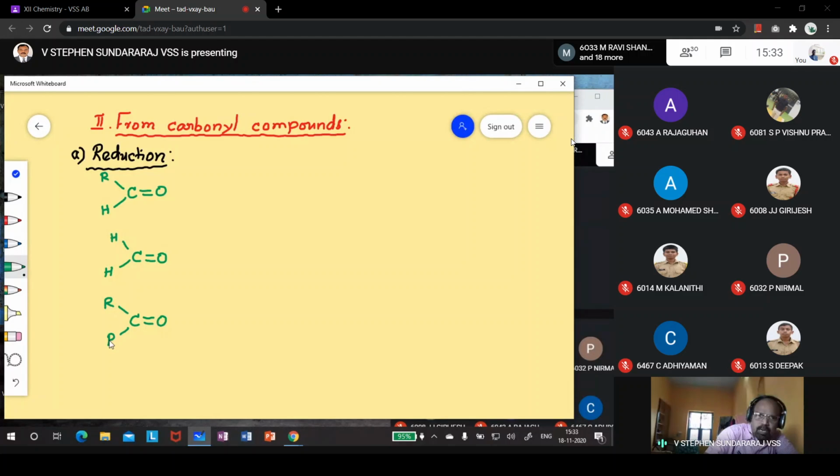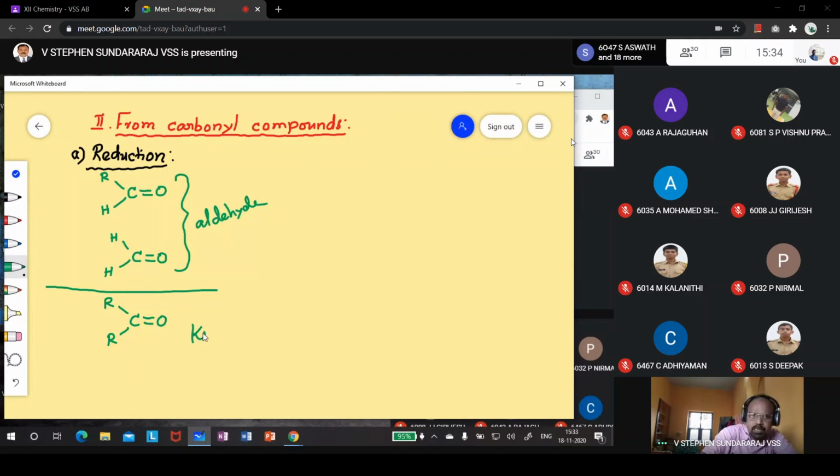That means you know that the first two are aldehydes. Okay, so these two are aldehyde. The first member of aldehyde is formaldehyde. Then remaining R will be any aldehyde of longer chain. And where both sides are R, that is ketone. Okay. So now tell me what will happen now.